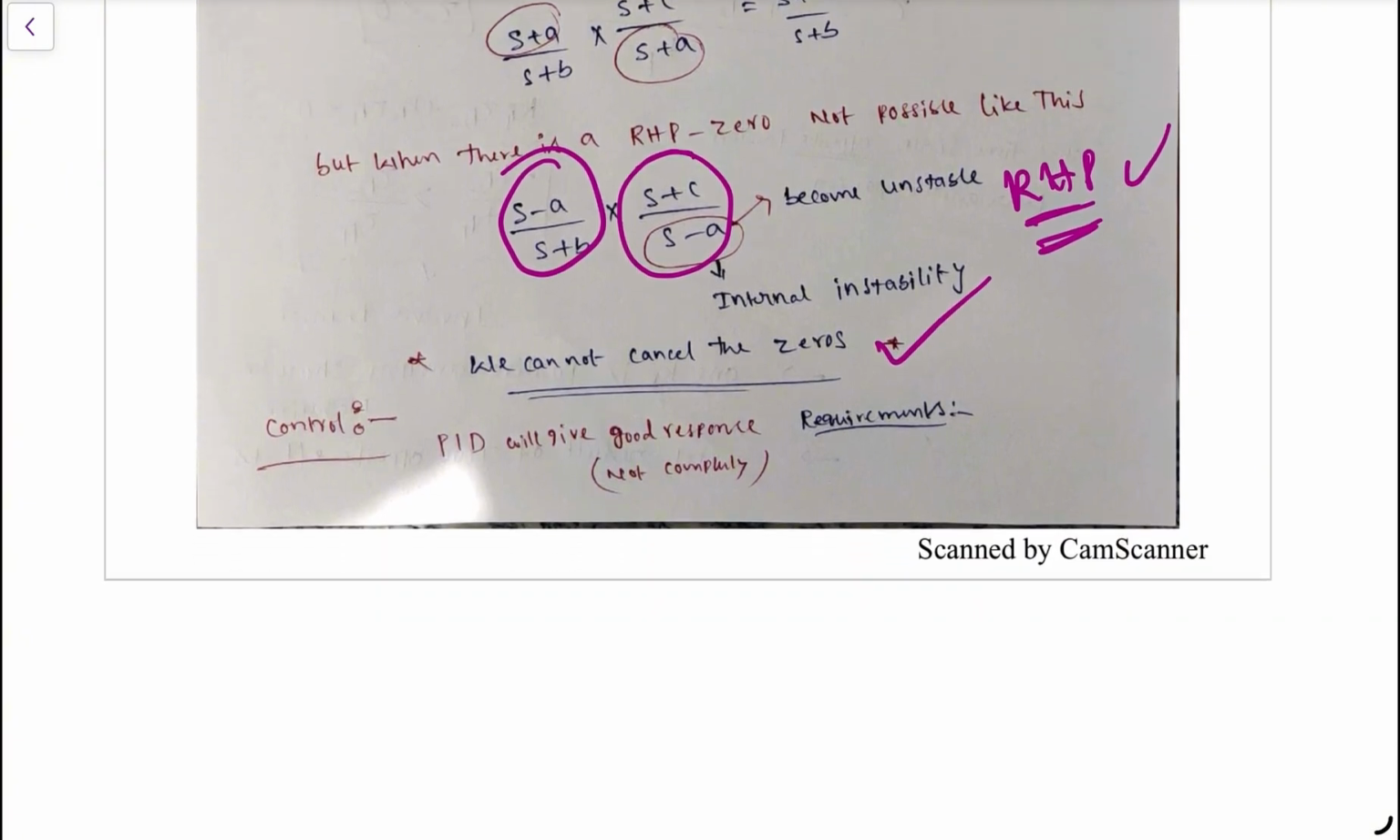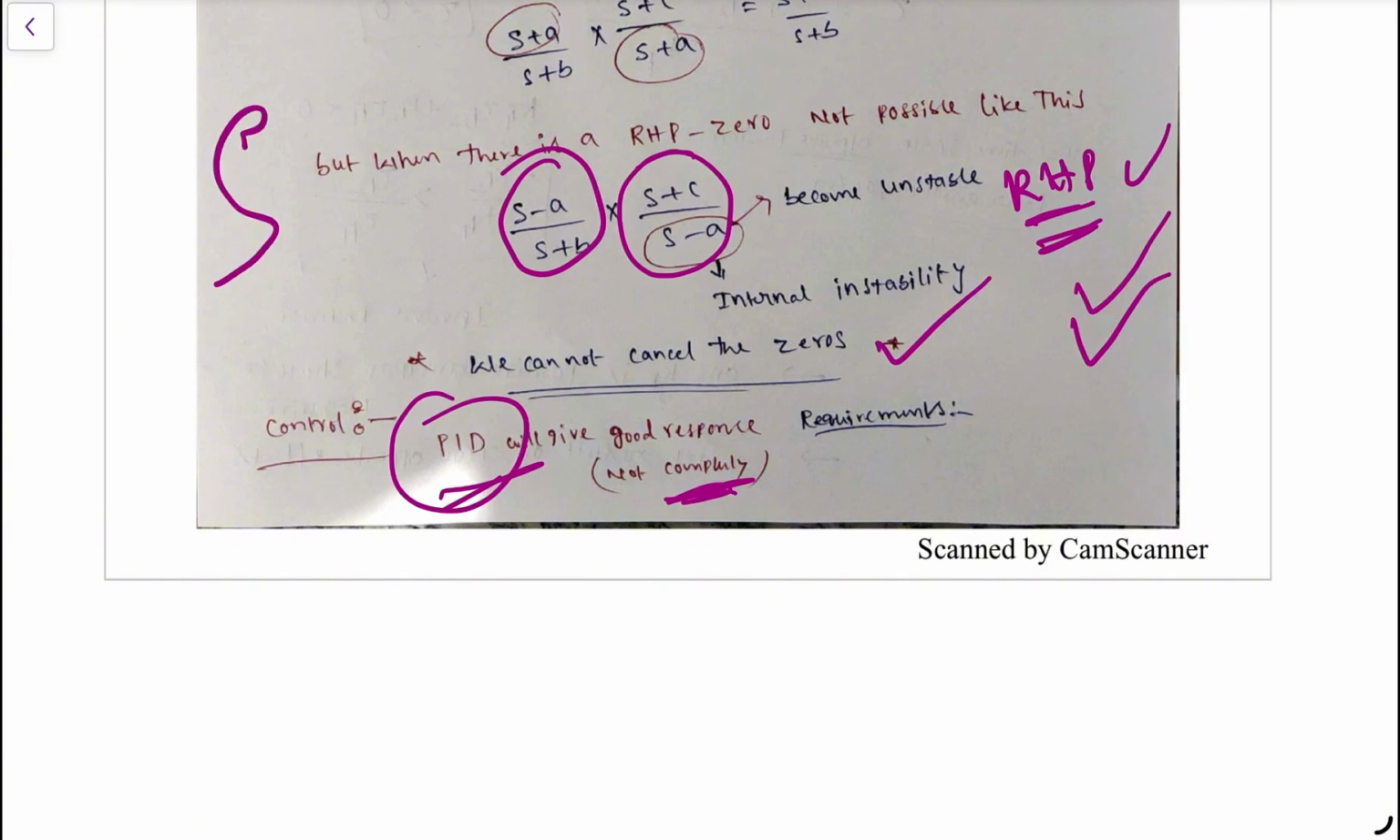The final thing we can say is, because inverse response makes the process initially move in the wrong direction, tuning is also very difficult, and aggressive control causes oscillations. Usually PID may improve the response, but cannot completely remove non-minimum phase limitations.